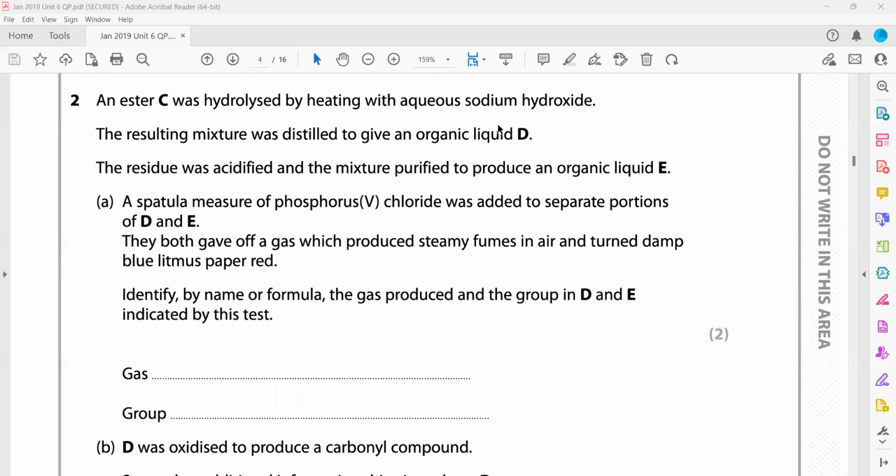So the question is, an ester C was hydrolyzed by heating with sodium hydroxide. The resulting mixture was distilled to give off an organic liquid D. The residue was acidified and the mixture produced an organic liquid E. So first we have an ester, and when we do hydrolysis of the ester, it will produce carboxylic acid and alcohol.